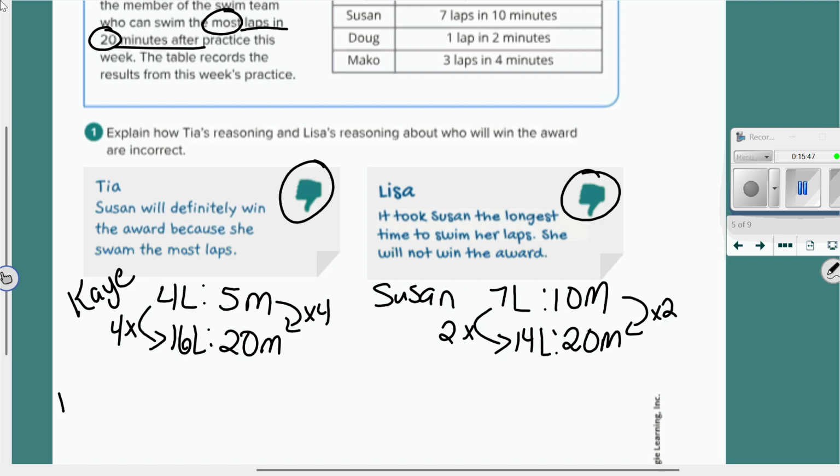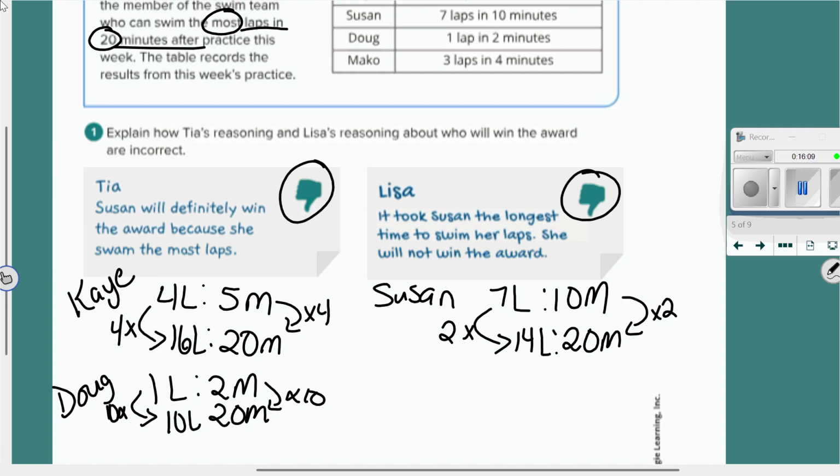Then I have Doug, who did 1 lap in 2 minutes. And all of them have to swim for 20 minutes. So what did he do? Times 10. So 1 times 10? 10 laps in 20 minutes.